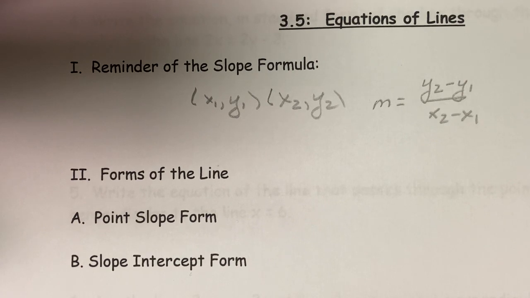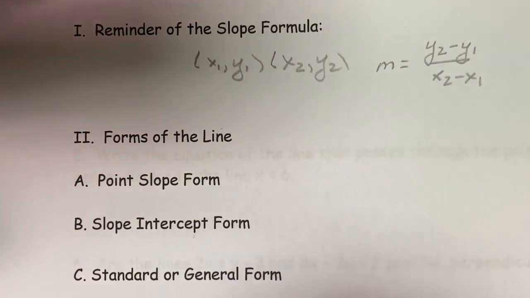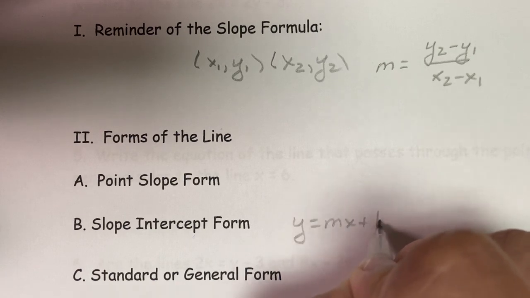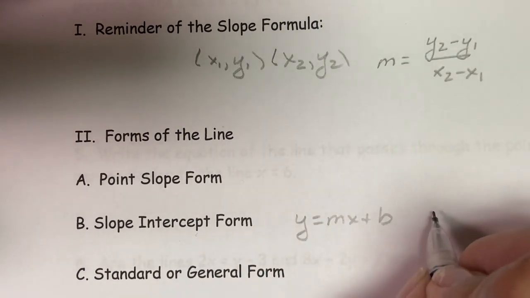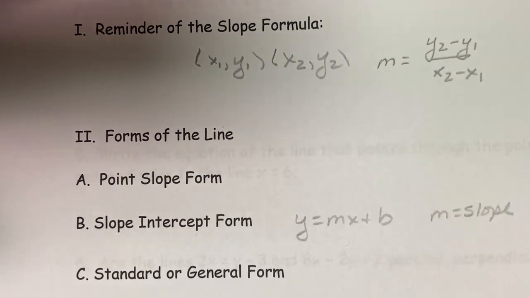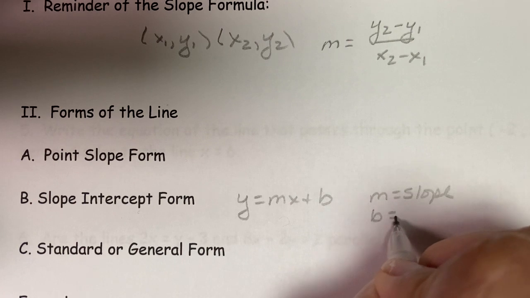So now let's talk about the forms of the line. Now, two of them you have had. You've had slope-intercept form, which is y equals mx plus b. And remember, m stands for the slope, and b stands for the y-intercept.